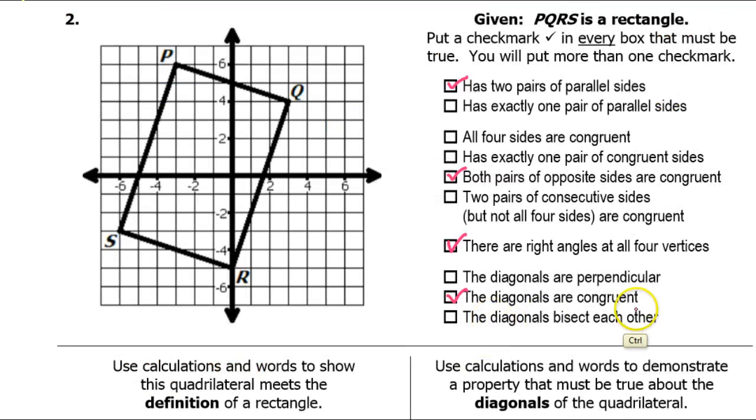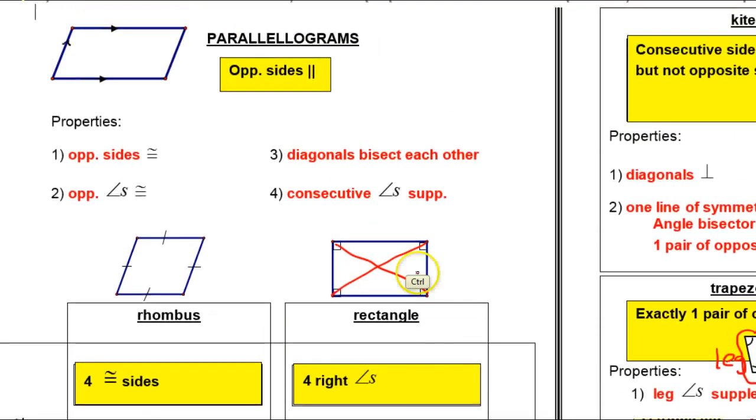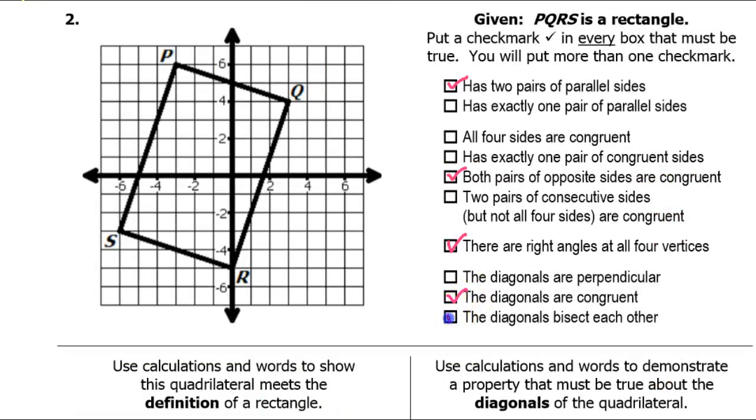The diagonals bisect each other. Yeah, that's true, because that's one of the properties of all parallelograms. The diagonals bisect each other, so that'll be true for a rectangle as well. Okay, so that's it for the check marks.